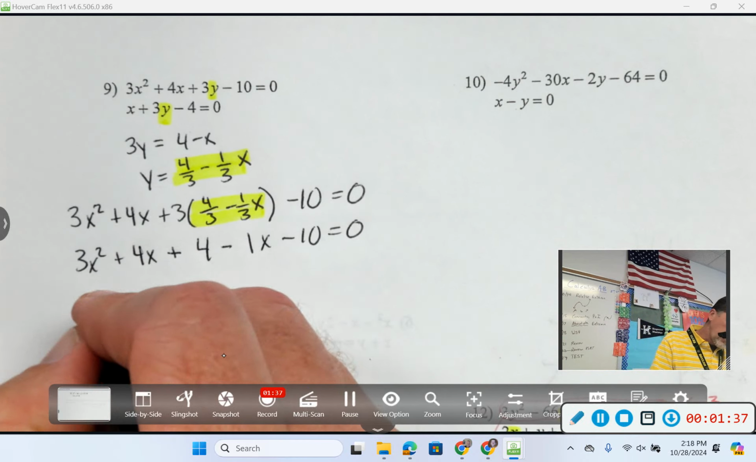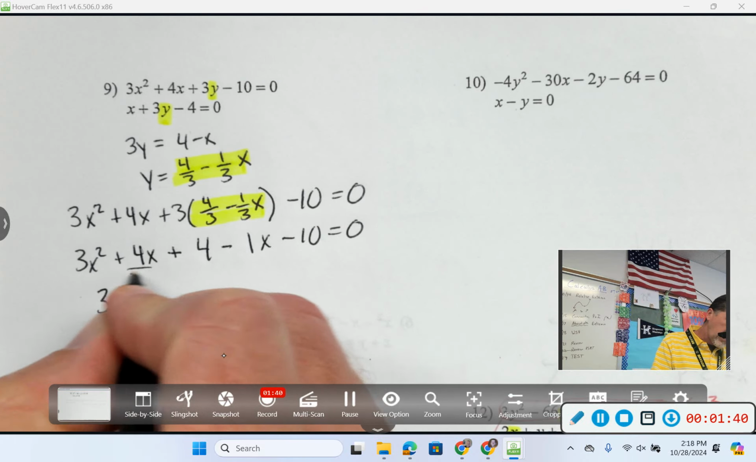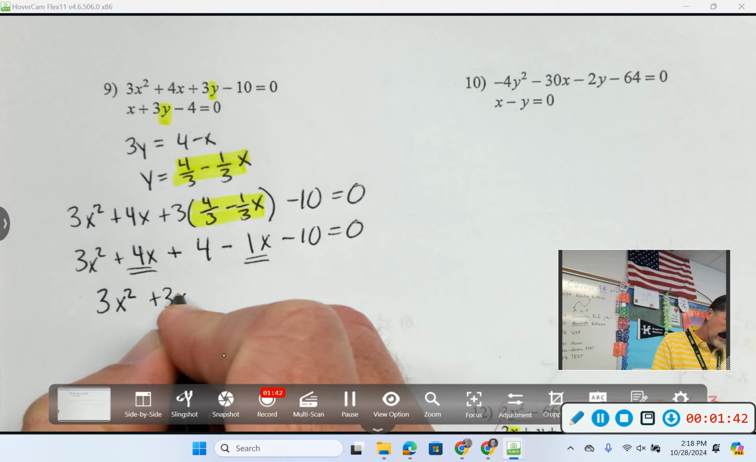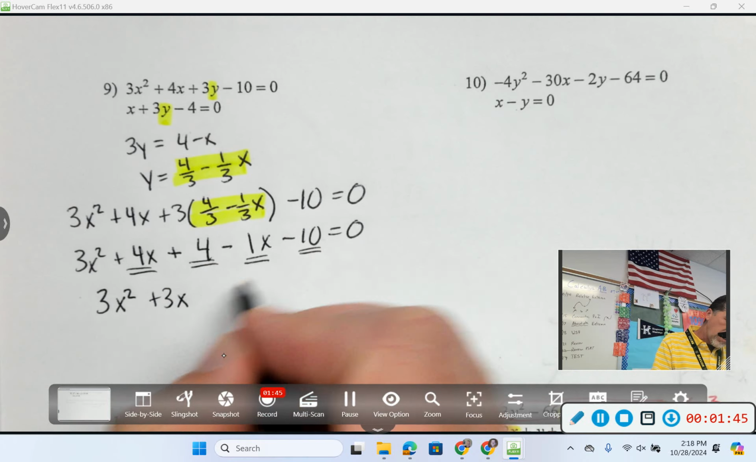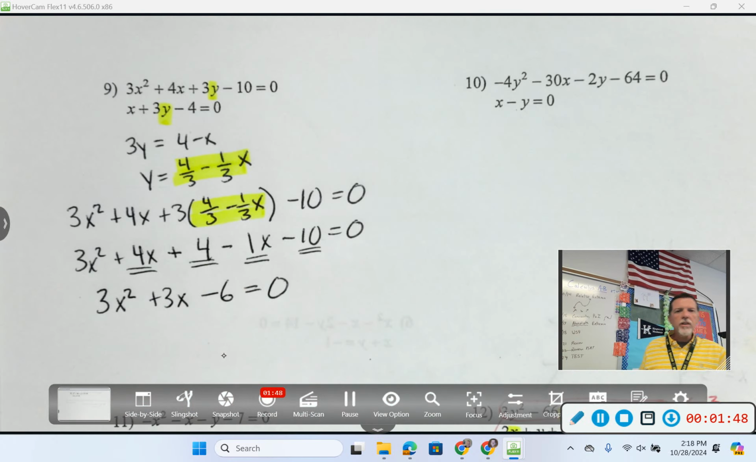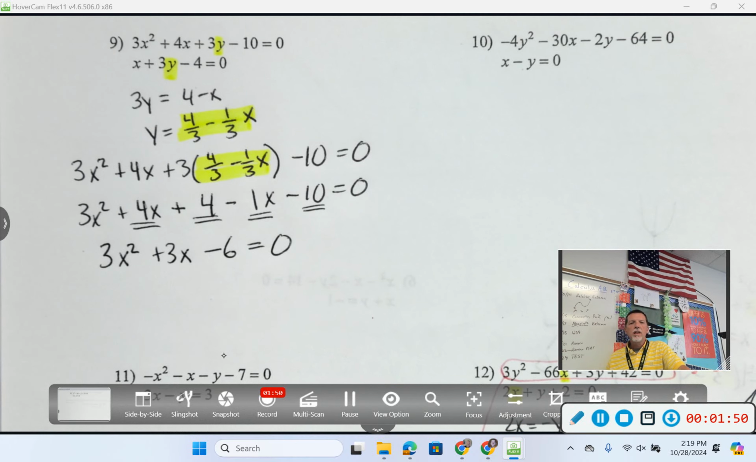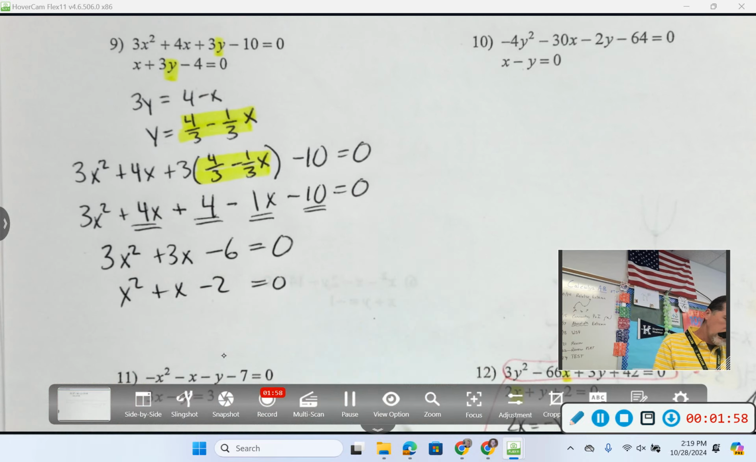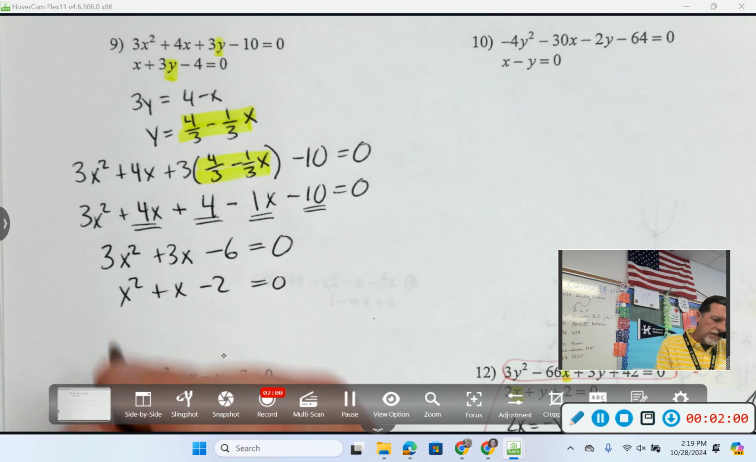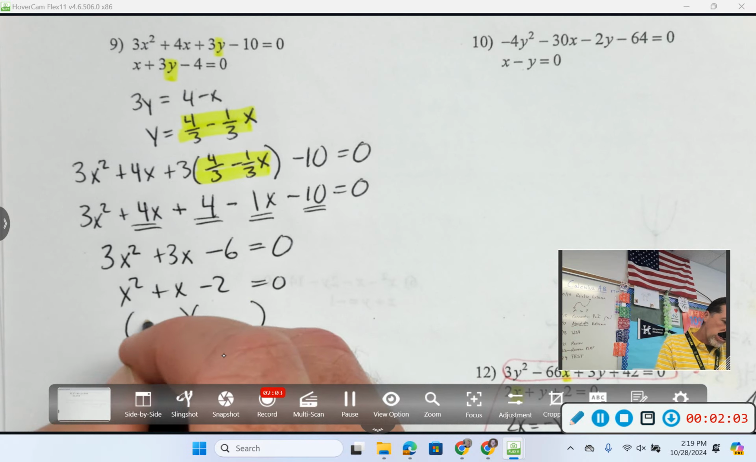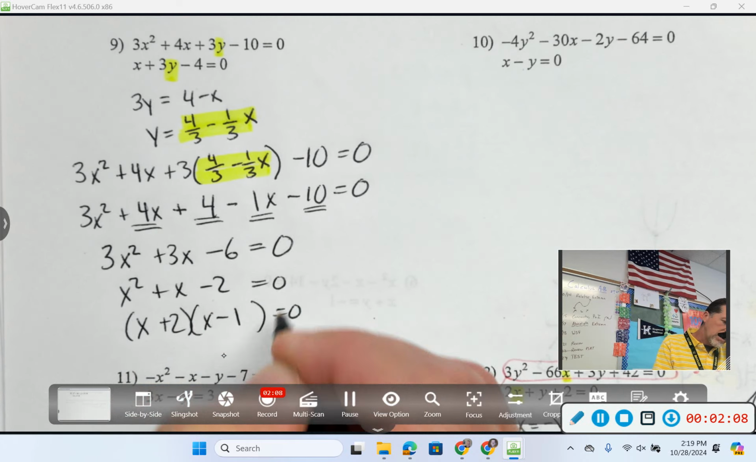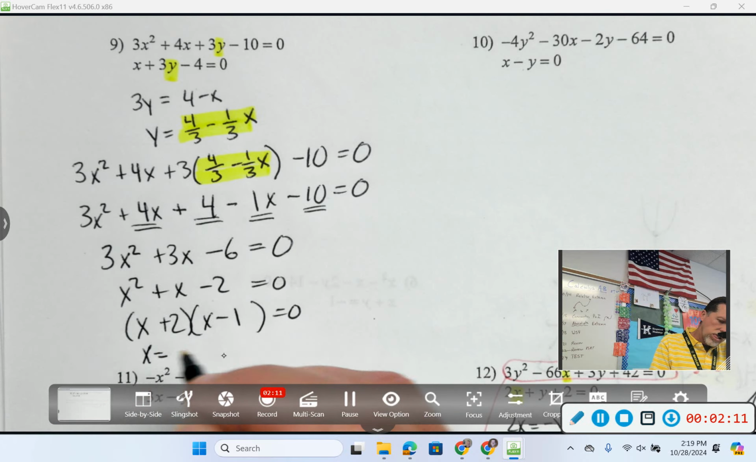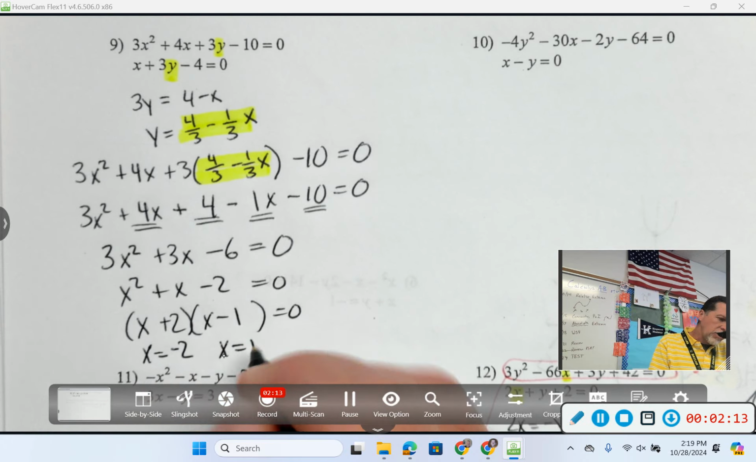I'm looking for like terms. So 3x squared plus 3x minus 6 equals 0. Well, that's good. I can divide by 3, make life a little easier. X squared plus x minus 2 equals 0. That will factor. Let's see, x plus 2 and x minus 1. So x equals negative 2 and x equals 1.